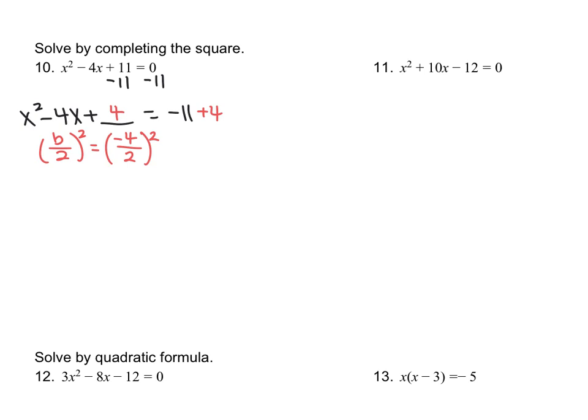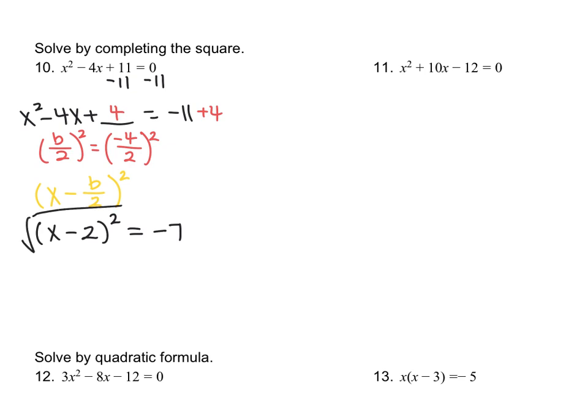Now we want to factor the quadratic we have on the left side. And it's always going to factor as x, and then the operation is based upon the sign of the x term. So in this case, it's going to be minus, because the coefficient of our x term is a negative, and it's always going to be b over 2. So we'll have x minus, and then 4 divided by 2 is 2, squared, equals, and then negative 11 plus 4 is negative 7.